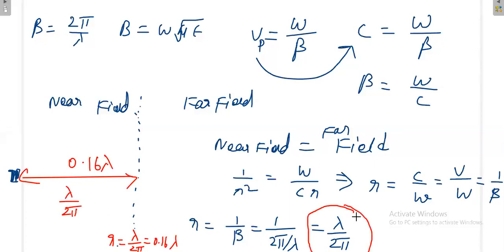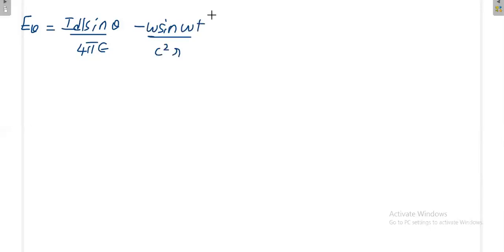So next, I will take E theta and H pi. Finally, what is surviving? Only E theta and H pi. E theta is equal to ideal sine theta divided by 4 pi epsilon. Now I am going to write only far field, because the far field is going to the far away places. I will neglect the near field and write only far field. So minus omega sine omega t c square r, E theta.